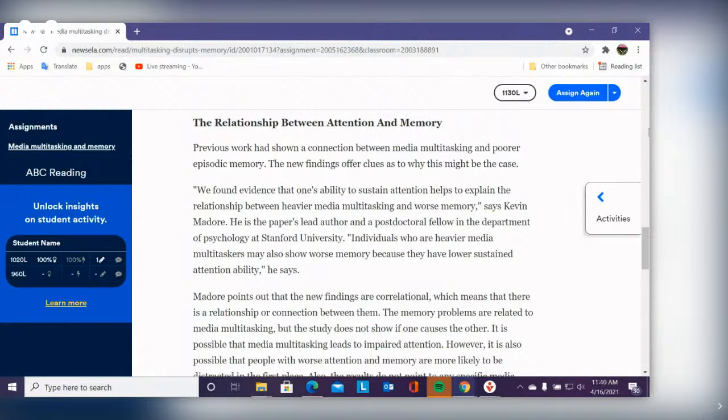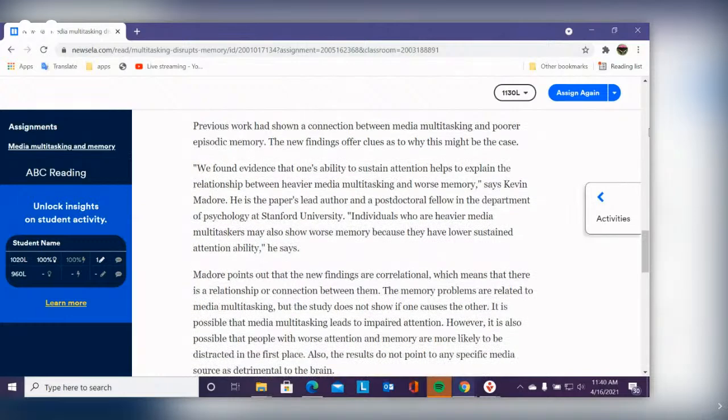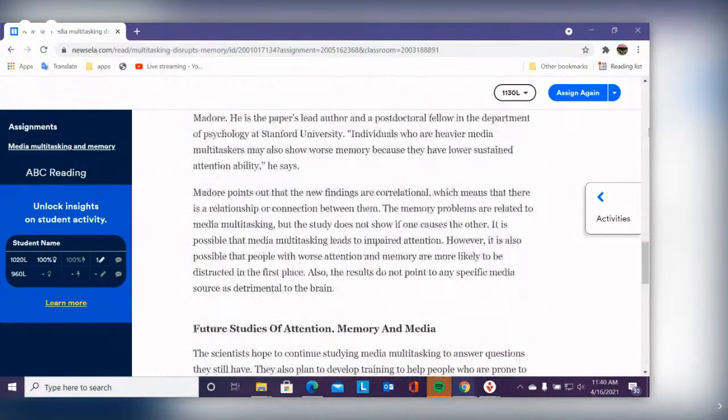"Individuals who are heavier media multitaskers may also show worse memory because they have lower sustained attention ability." You have a harder time holding your attention. Madore points out that the new findings are correlational. There is a relationship or a connection between these findings. The memory problems are related to media multitasking, but the study does not show if one causes the other.